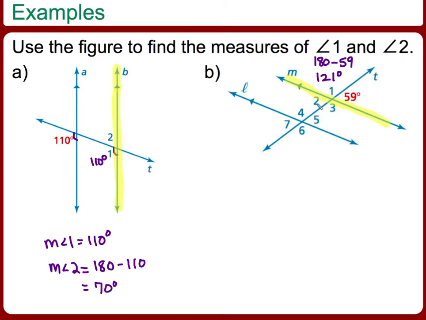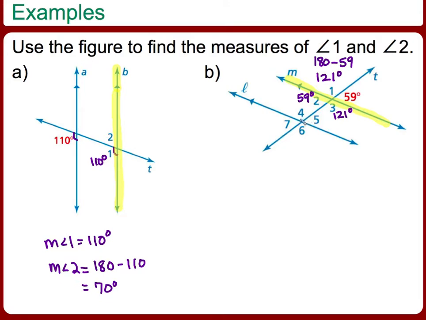Now what about measure of angle 2? Well, that's a vertical angle, right? It's opposite of the 59-degree angle, so we know that's 59 degrees. And we know angle 1 and angle 3 are vertical angles, so that's 121 degrees also. And you start to see a pattern here. All right, now let's go ahead and find 4, 5, 6, and 7 and use our notion of congruent corresponding angles between our parallel lines, L and M, and our transversal T.